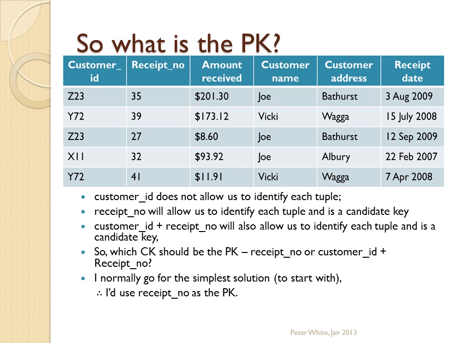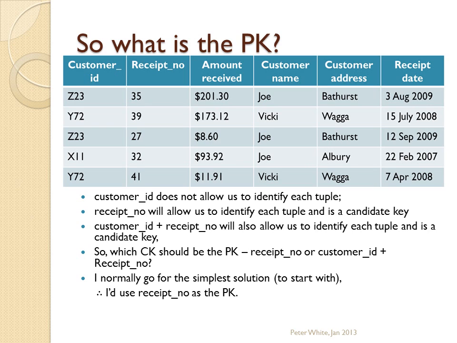When we look at it, customer ID will not allow us to identify every tuple uniquely because, for example, there are two Z23s. This customer, Joe from Bathurst, has actually got two receipts. So customer ID is not going to do it. Receipt number will, because every receipt number is unique, and so it will uniquely identify each tuple and is naturally a candidate key. Customer ID plus receipt number will also do the same thing. It will allow us to identify each tuple, and so is also a candidate key.